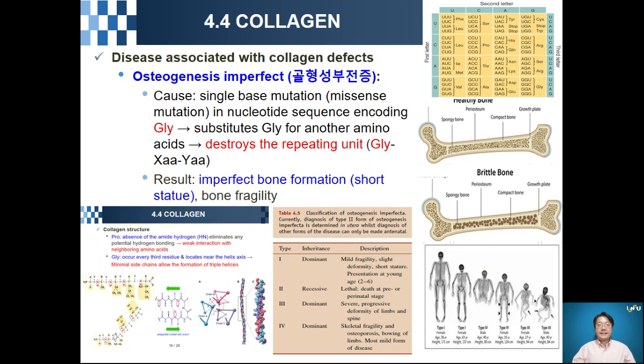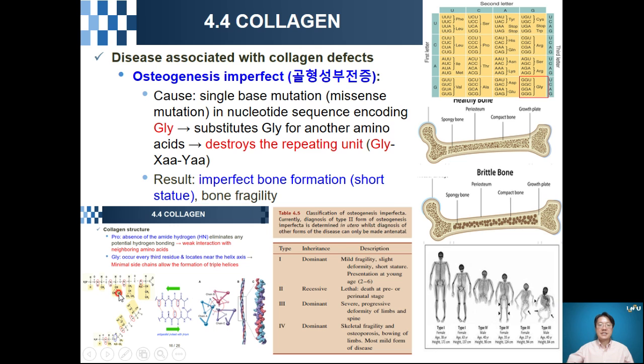So in this slide, I will explain the diseases associated with collagen defects. The first one is osteogenesis imperfecta. In Korean, we call it 골형성 부전증. The main cause of osteogenesis imperfecta is a single base mutation. We call it a missense mutation in the nucleotide sequence encoding glycine. So a single base mutation happens, and this mutation substitutes glycine for another amino acid. This substitution destroys the repeating unit, which is composed of glycine, Xaa and Yaa.